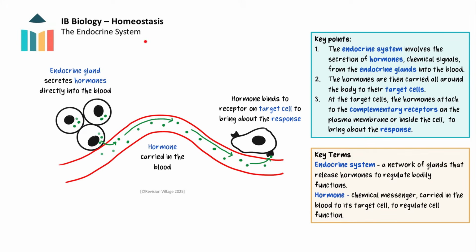The endocrine system involves the secretion of hormones, chemical signals from the endocrine glands into the blood. The hormones are then carried all around the body to their target cells. Once at the target cells, they attach to the complementary receptors on the plasma membrane or inside the cell to bring about the response. We will now look at some examples of hormones.